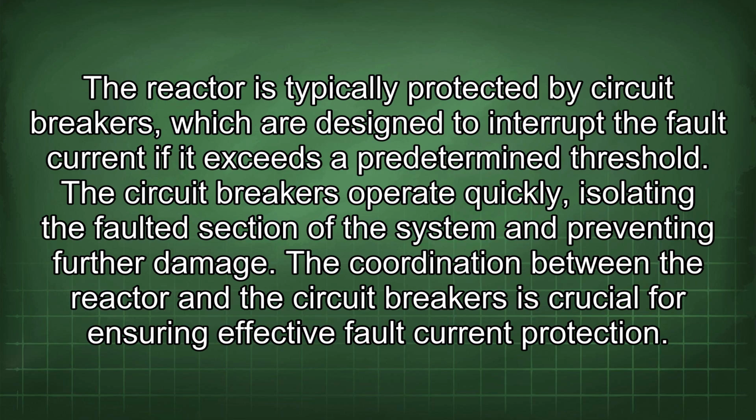The reactor is typically protected by circuit breakers, which are designed to interrupt the fault current if it exceeds a predetermined threshold. The circuit breakers operate quickly, isolating the faulted section of the system and preventing further damage. The coordination between the reactor and the circuit breakers is crucial for ensuring effective fault current protection.